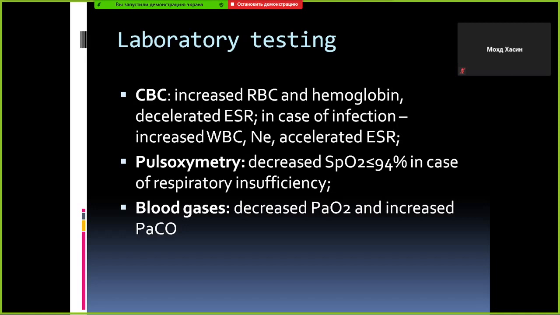And we may perform blood gases. In this case, we will detect decreased oxygen, hypoxemia, and increased carbon dioxide, the hypercapnia.